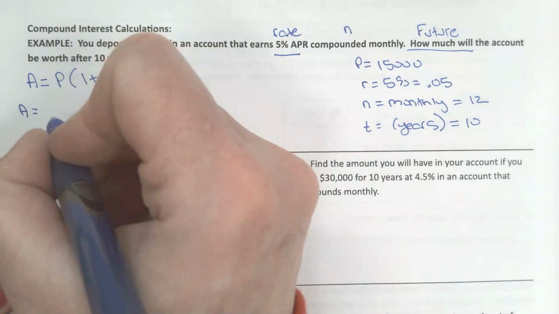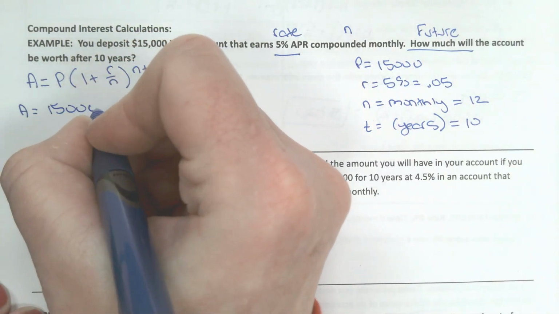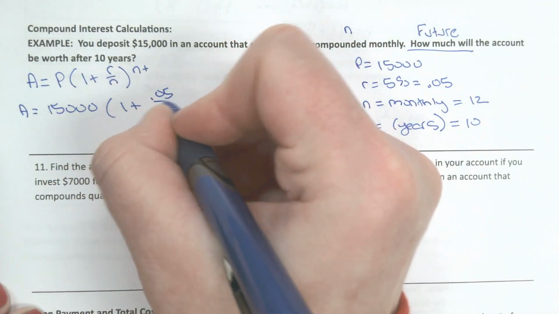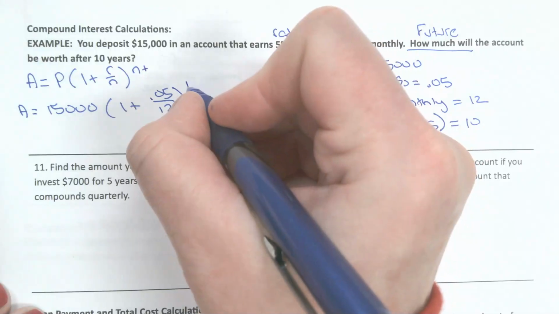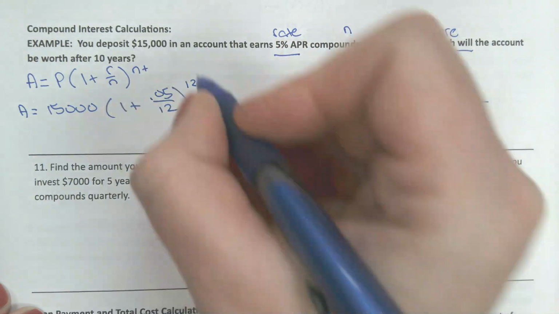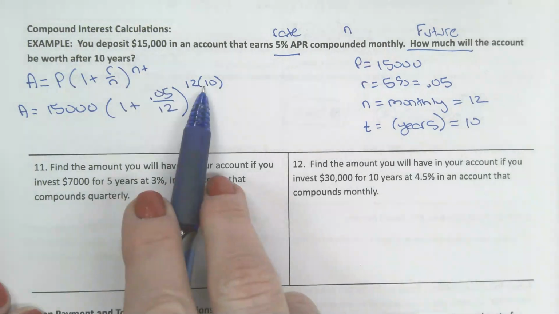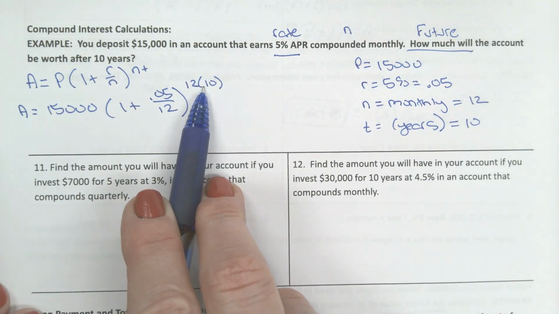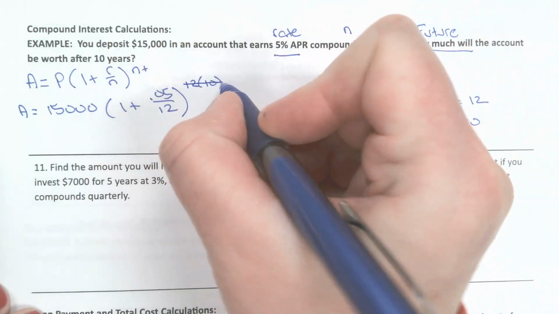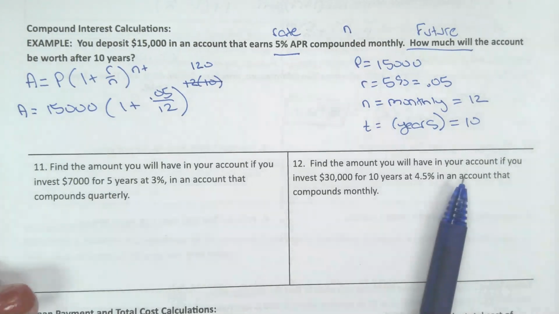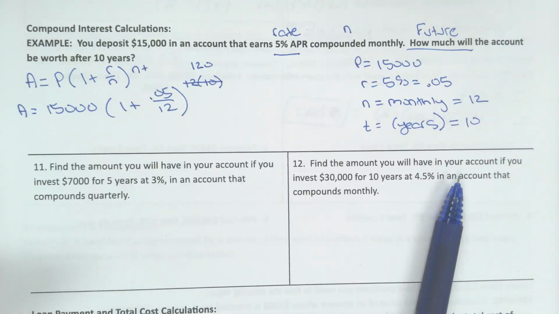I'm going to substitute all my numbers in for these variables. R is 0.05 divided by 12. 12 times 10. I trust your calculator for a lot of things, but not when I have an exponent to an exponent. This, I highly recommend you multiply these numbers and you only enter it as a single exponent in your calculator. I'm going to hit pause while they try this one.